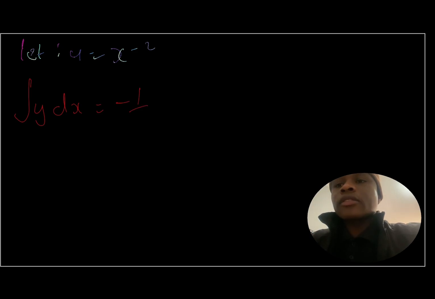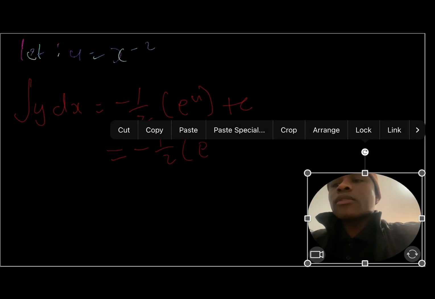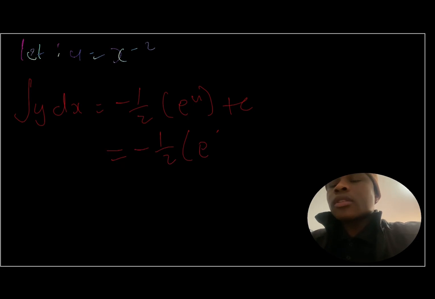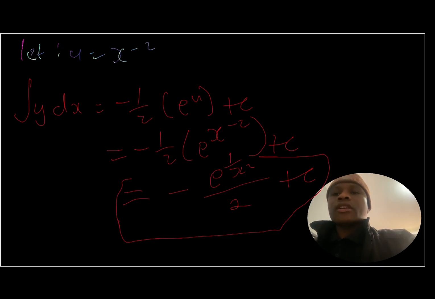We said u is half u. We're going to substitute that u. Let's substitute that u, which is identical, as we said, to x to the negative 2 plus c. I'm making a mistake here. Therefore, the answer will be e to the exponent 1 over x squared over 2 plus c. Therefore, you have arrived at your answer. This is our answer.